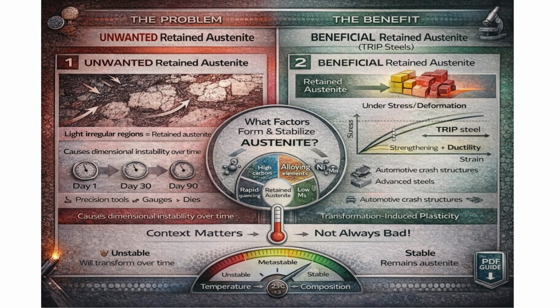Now, is this good or bad? It depends. In precision tools or gauges, retained austenite is a problem because it can transform over time, changing the dimensions. But in some modern steels, like TRIP steels, that's transformation-induced plasticity steels, retained austenite is actually beneficial. Under stress, it transforms to martensite, creating a strengthening effect. This makes the steel both strong and ductile, which is perfect for automotive crash structures.